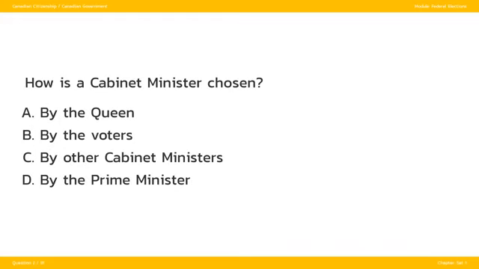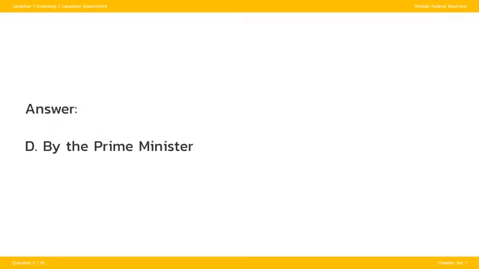How is a cabinet minister chosen? A. By the Queen. B. By the voters. C. By other cabinet ministers. D. By the Prime Minister. The answer is D. By the Prime Minister.